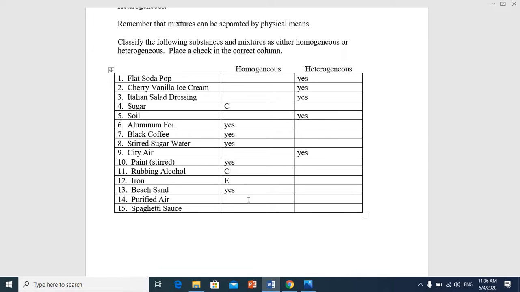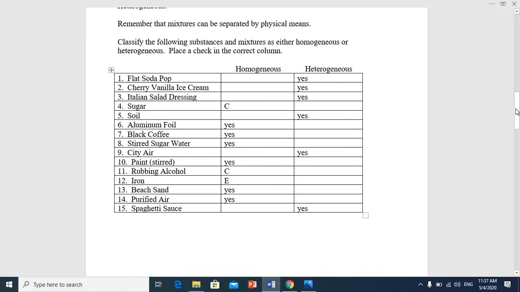Okay. And purified air. If you look at any air without any pollution or something, you will find it clear, I think. So it will be homogeneous. And spaghetti sauce. If we make the sauce of the spaghetti, if you put oil and tomato sauce and some water, you can differentiate between the oil and the sauce and so on, right? So we will write heterogeneous.